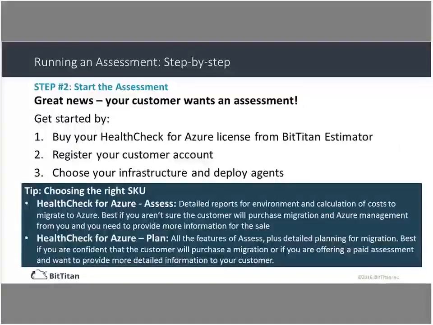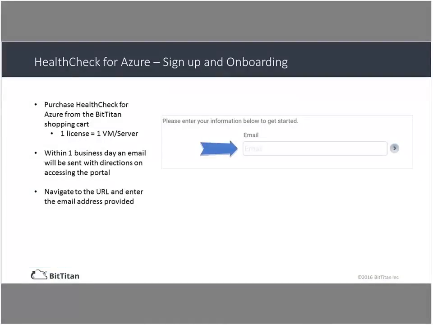So I'm just going to dig into this a little more. That first step is sign up and onboarding. As I said, you go up and purchase a license for Health Check for Azure. The licensing is based on one license equals one VM or physical server. So if I've got 2 Hyper-V servers with 10 VMs each, you would need 20 licenses. Within 1 business day after you purchase that, you'll get an email that'll give you directions on how to access the portal. And then you'll navigate to the URL and provide the unique ID in the form of an email address that we give you.